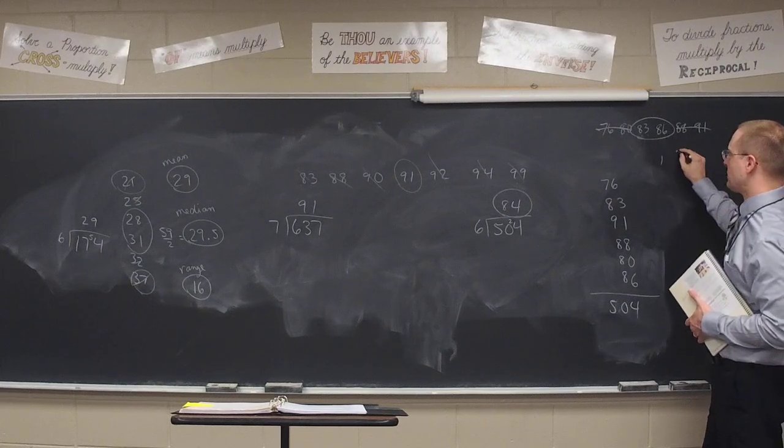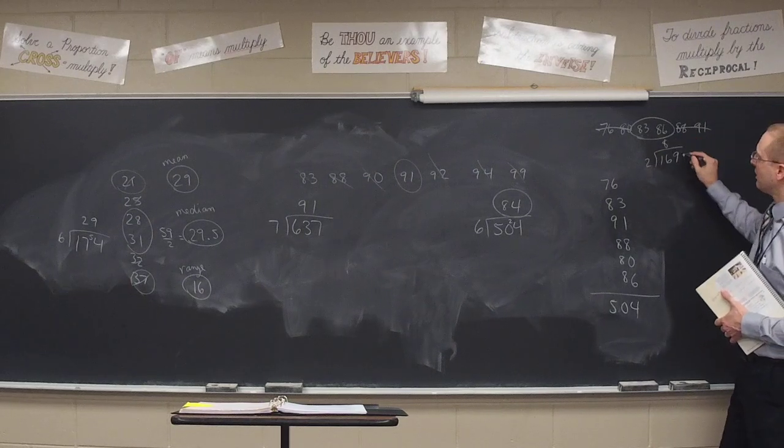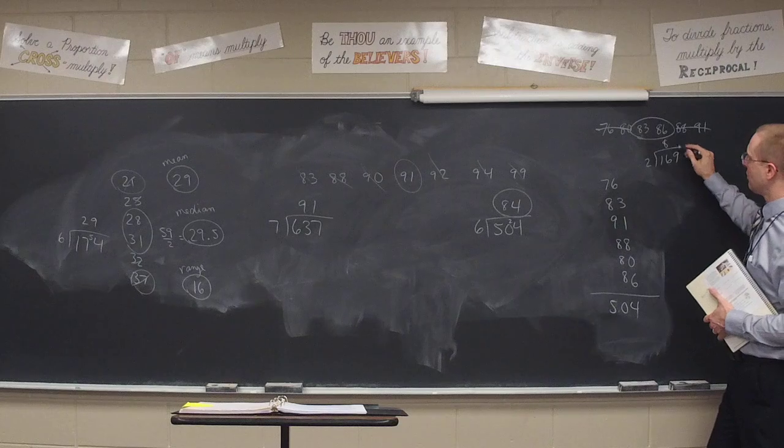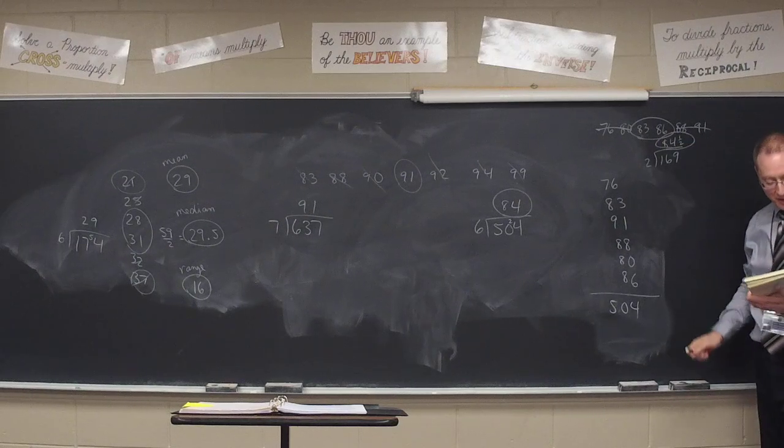169. Yeah, 3 plus 6 is 9, and 8 plus 8 is 16. So 169, divide that by 2. 8. 4. Put 1 left over, so 84.5, right?